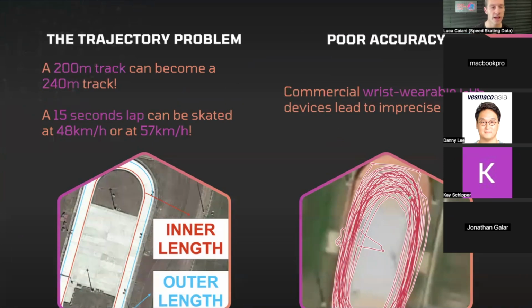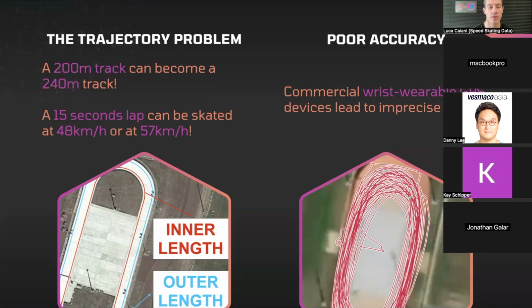So if you clock a 50-second lap, which is a pretty fast lap on a 200-meter track, you can skate that same lap at 48 kilometers per hour if you are on the inner trajectory. But if you go on the outer trajectory, you need to go at 57 kilometers per hour to cover the same lap in the same time. It's a huge difference. 9 kilometers per hour is a huge difference. To take it into account, we need to address this trajectory problem. Of course, you can calculate the trajectory once, but it's constantly changing. Maybe I'm cutting from the outer trajectory to the inner trajectory during the corner, stuff like that.